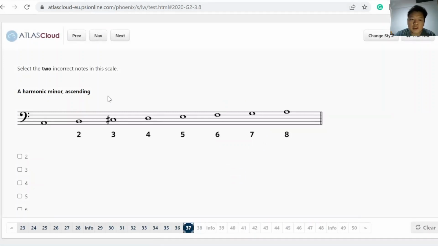Okay, and harmony, A harmonic minor ascending, which has 2 incorrect notes. First, you must know A minor is related to C major, so there's no sharp or flat. So your number 3 is wrong, because it can't be a C sharp. It must be natural. But A harmonic minor has the 7th note raised, which is the G. So the 7th here must be a G sharp, but there's no G sharp, so it's wrong.